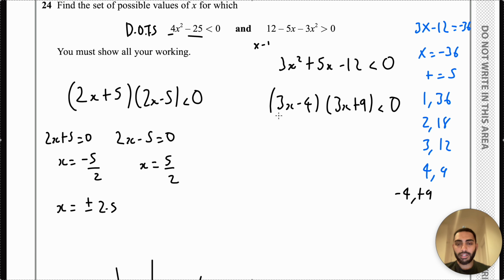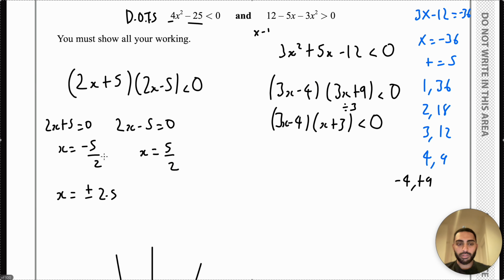Can I divide anything in this bracket by something? Do they have a common factor? No. So I'm going to keep this one exactly the same as it is. This one, I can see both of these numbers, the 3 and the 9, divide by 3. So let's simplify this one. 3x divided by 3 gives me x, and 9 divided by 3 gives me 3. Now you can see 3x times by x gives me 3x squared, and -4 times by 3 gives me the -12. So that would be less than 0.